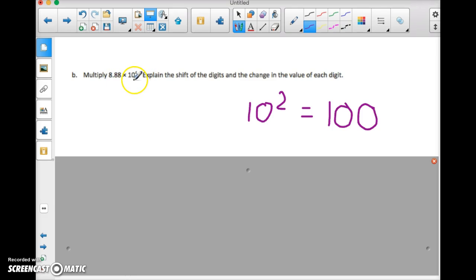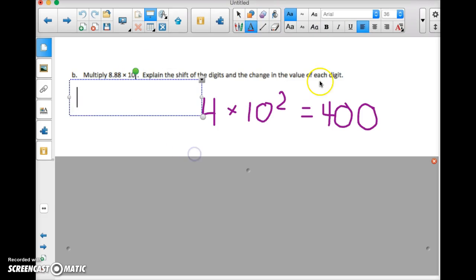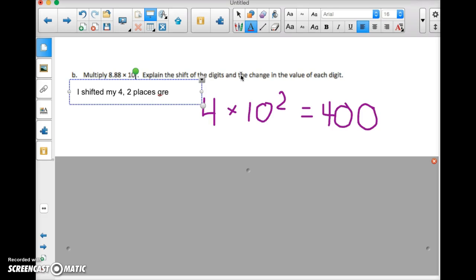I know I'm multiplying, okay? So in this case, I'm going to get bigger. Let's do another multiplication so we can see what this might look like, okay? So 4 times 10 to the second would not be equal to 100. It would be equal to 400, okay? I can say something along the lines of: I shifted my 4 2 places greater. I decided to go greater because I was multiplying.